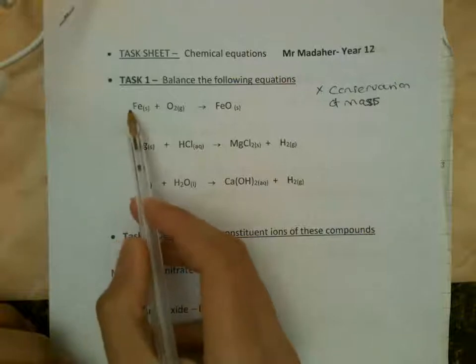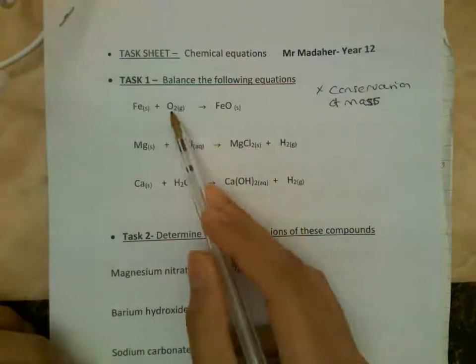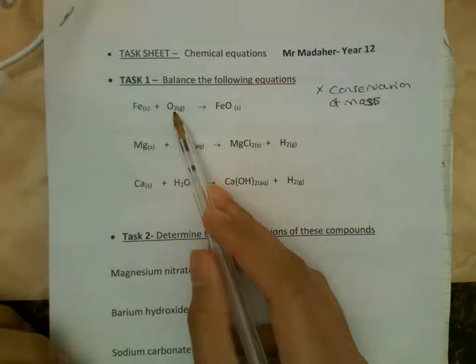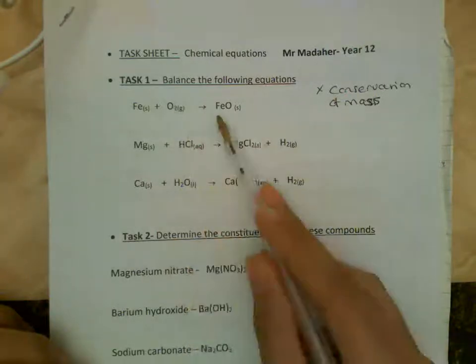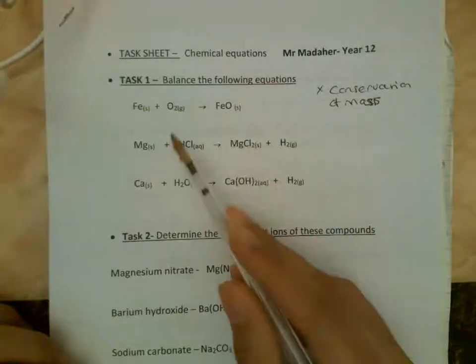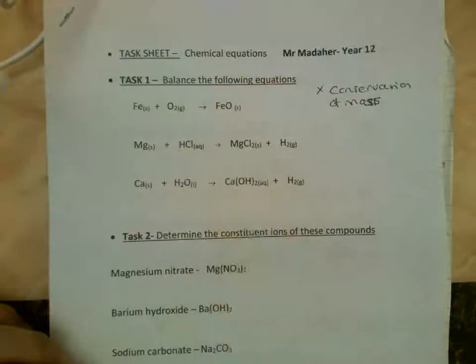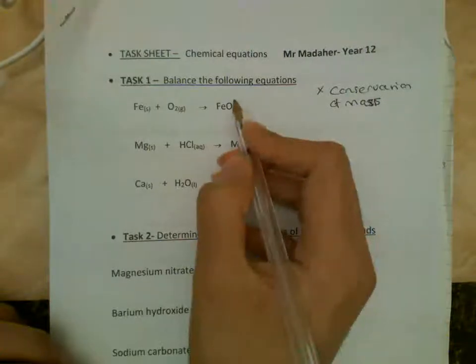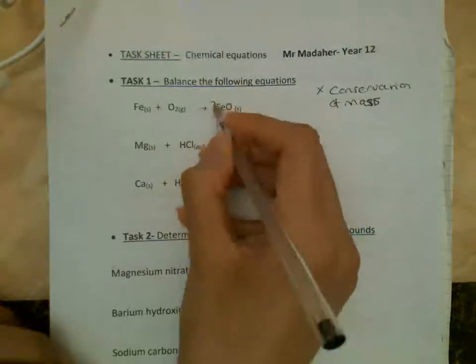So we've got one iron, and we've got two oxygen atoms, because oxygen is a diatomic molecule. Then we've got iron oxide formed here. Its constituent ions are Fe and O. If you were to have a quick gaze at this question, you'll be able to tell it's not balanced, and that is because we have two oxygens over here and only one oxygen on this side. So to balance that out, we would place a 2 here.